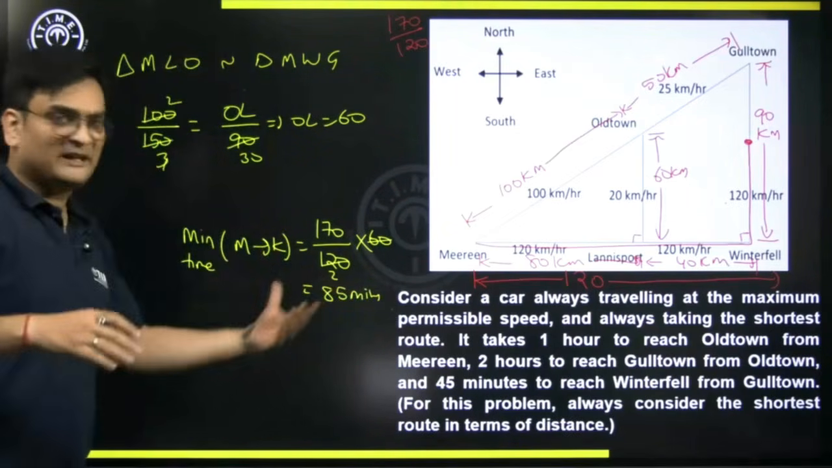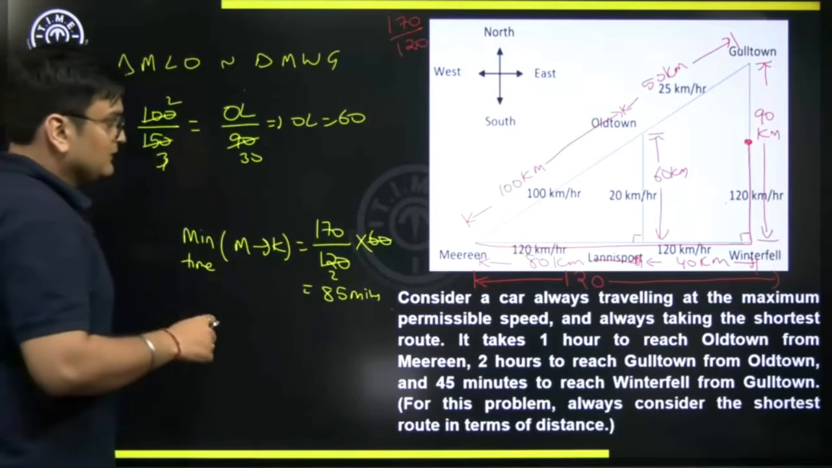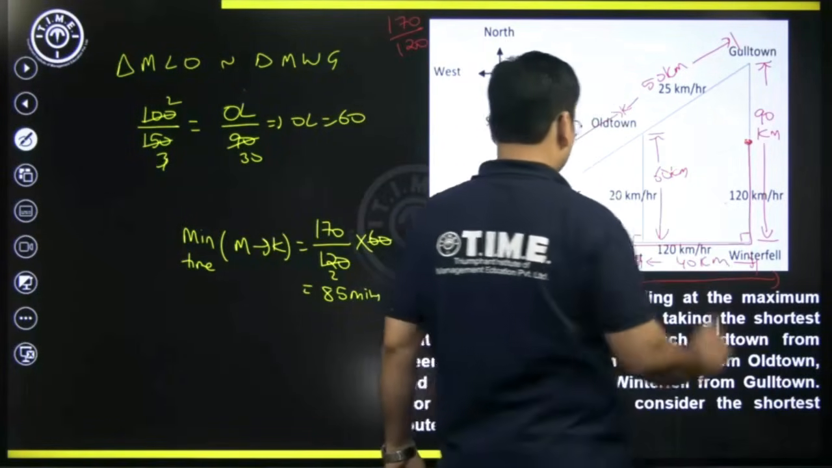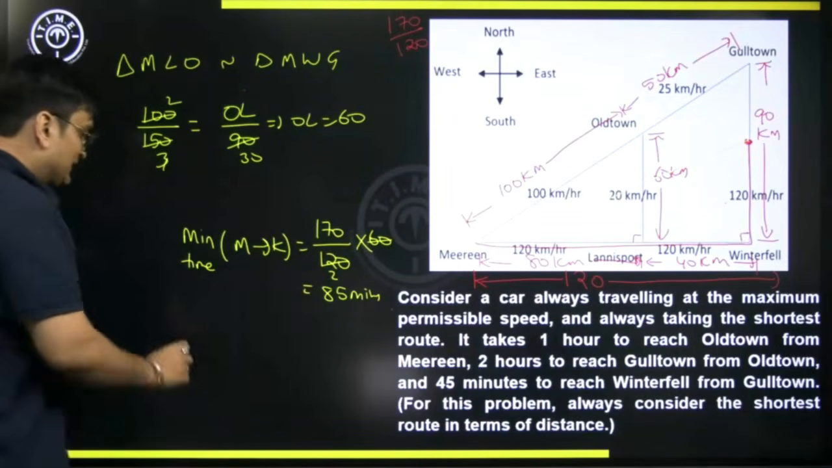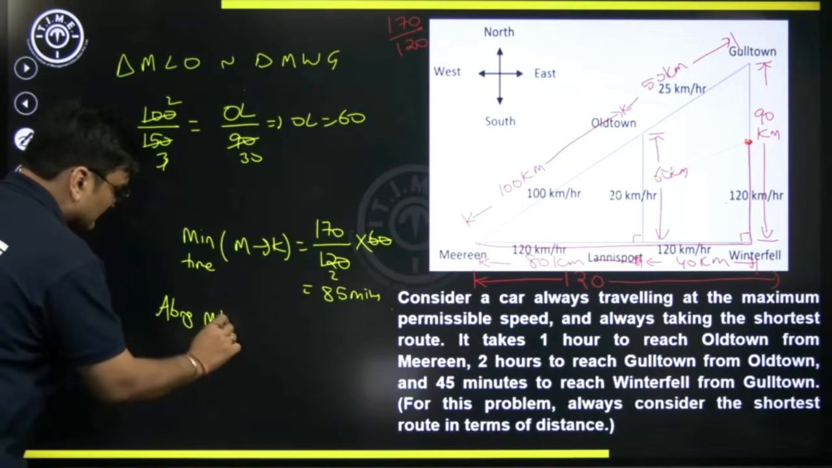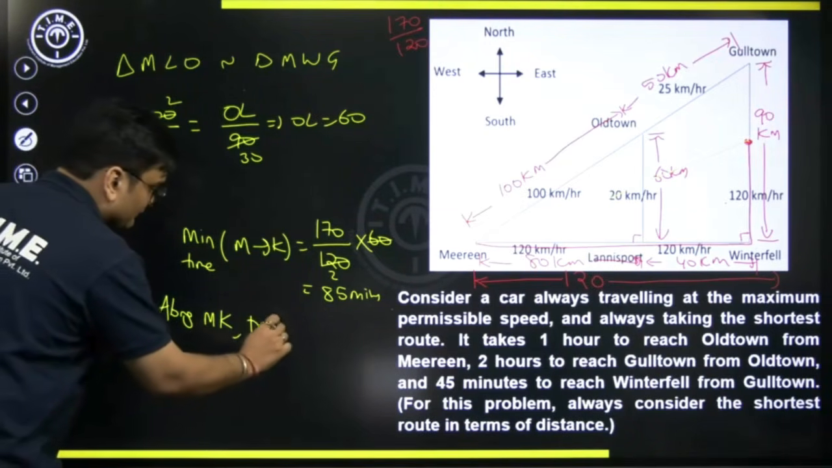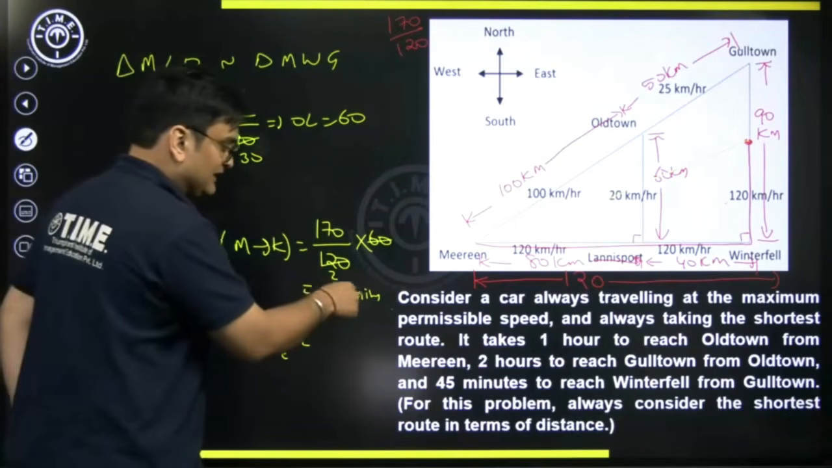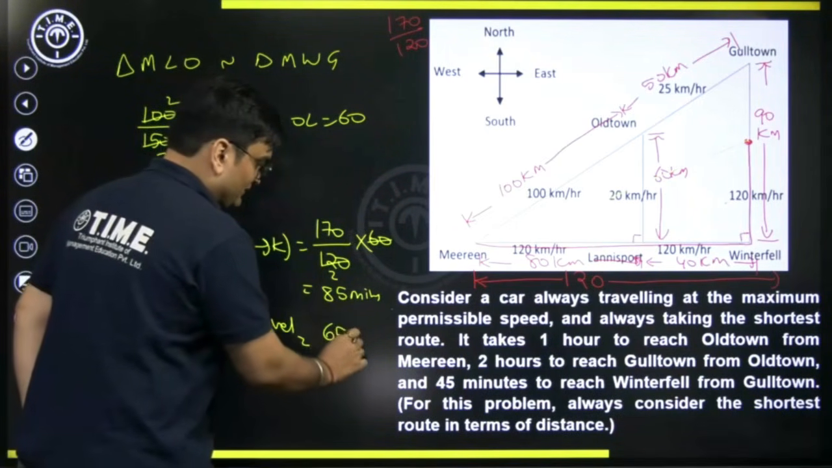Now you want to cut this by 20 minutes. That means along MK, that new expressway that we are planning to create, my travel time must be 20 minutes less than this, 65 minutes.